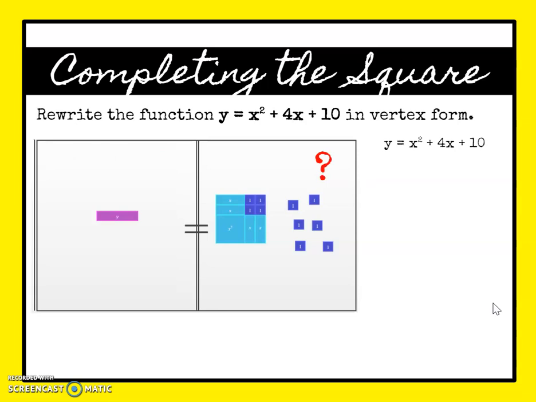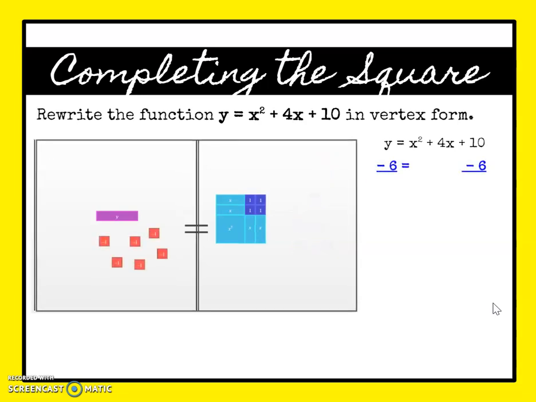So instead of adding tiles to both sides of my equation, I'm actually going to subtract, and I'm going to subtract those 6 units so that I only have 4 on the right side of my equation. So I have y minus 6 equals x squared plus 4x plus 4. Now that it's a square, I can rewrite it as a product of its length times its width, which is x plus 2 by x plus 2, or just x plus 2 squared.